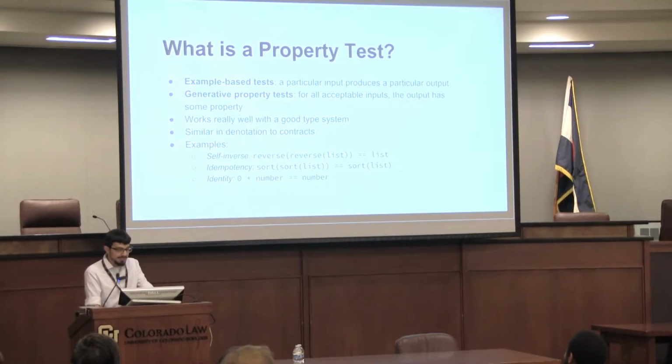So what's a property test? Ordinary example-based tests, like the kind we're all familiar with, assert that for a particular input, your program or function produces a particular output. Property tests allow you to make a stronger assertion that for any acceptable input, your program produces an output where some property holds. A generative property testing framework will repeatedly ensure that your output property holds for every input that it generates.